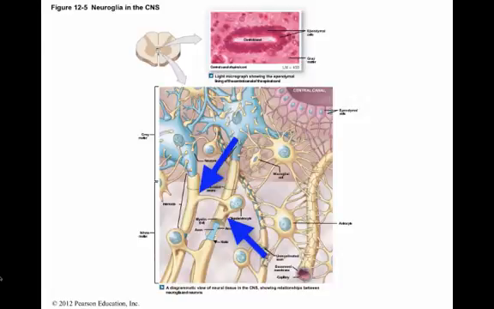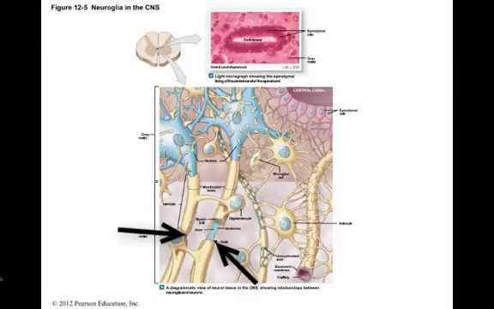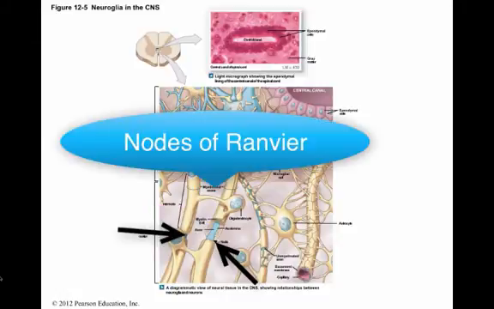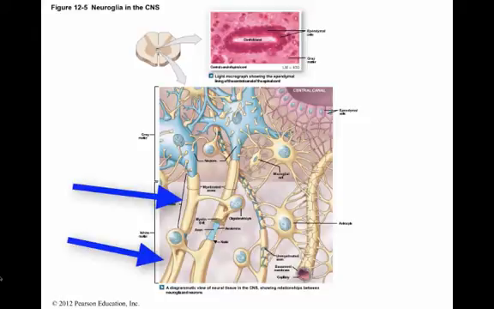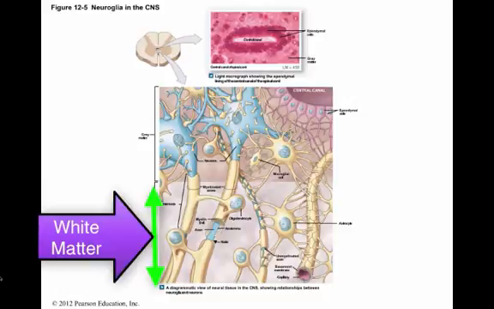The large areas of the axon that are wrapped in myelin are called internodes. The gaps in between the adjacent internodes are called nodes, or nodes of Ranvier. In dissection, myelinated axons are glossy white because of the lipids in the myelin. As a result, regions in the central nervous system that are dominated by myelinated axons are known as white matter.